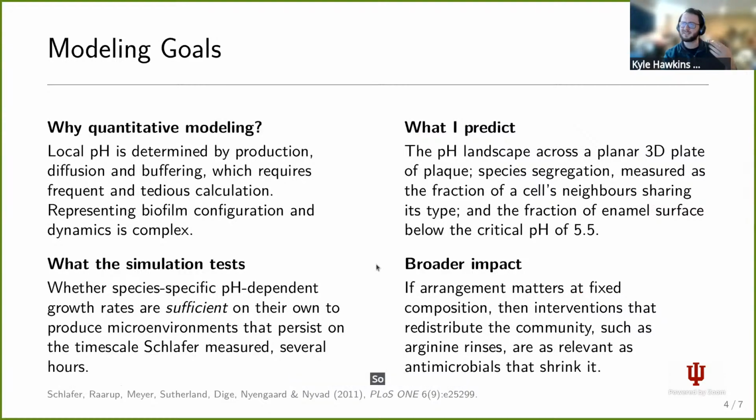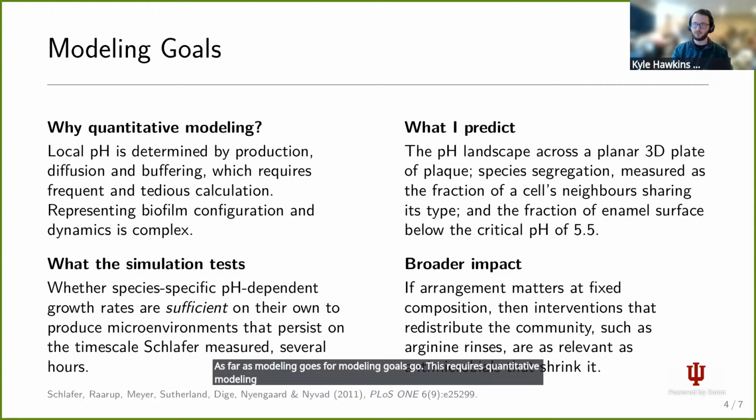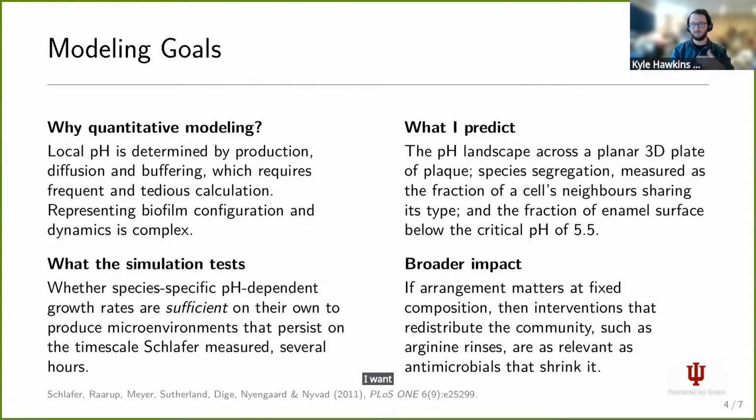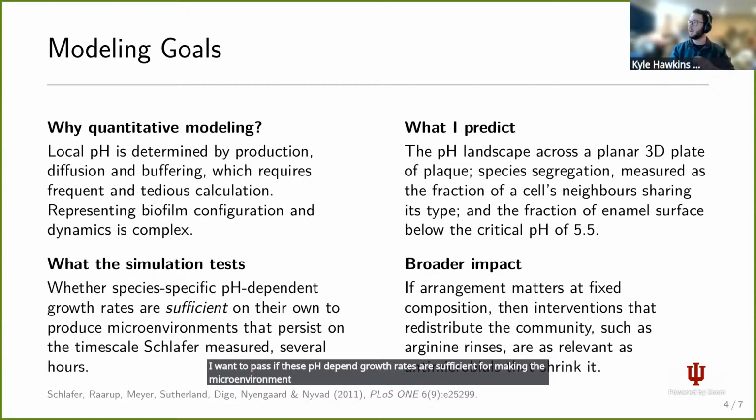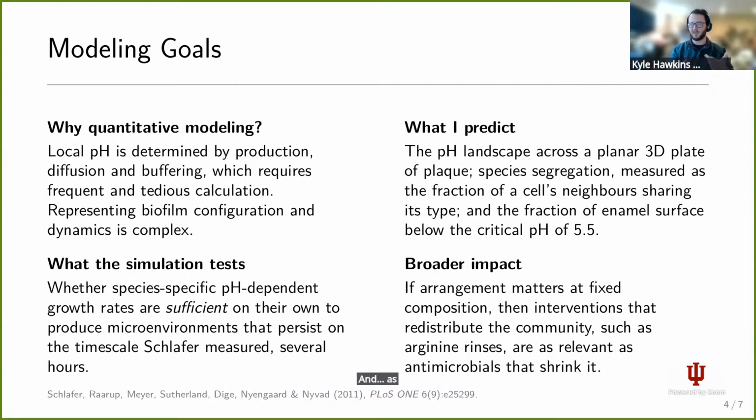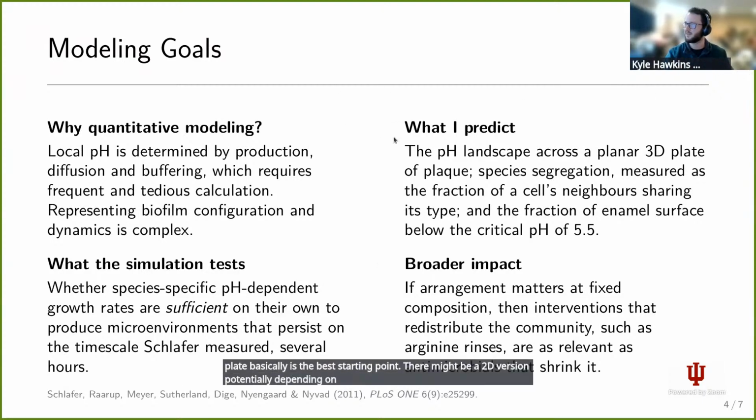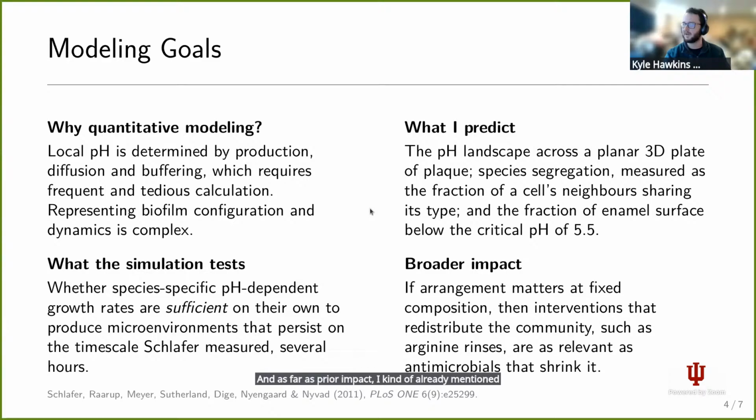As far as modeling goals go, this requires quantitative modeling, one for the pH, two for the configuration itself. I want to test if these pH-dependent growth rates are sufficient for making the microenvironments. And as far as the prediction goes, I think doing a 3D planar plate is the best starting point. There might be a 2D version potentially, depending on constraints of the hackathon. And as far as broader impact, I already mentioned it.